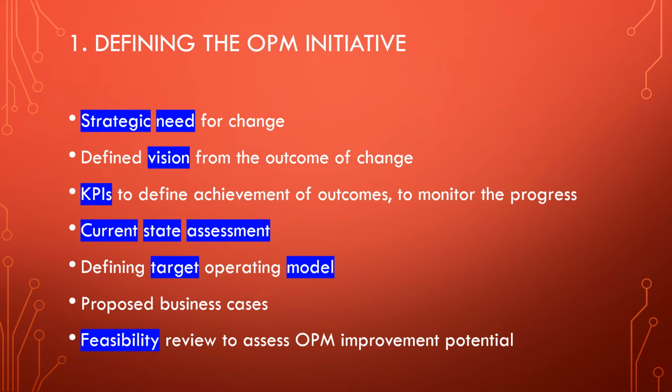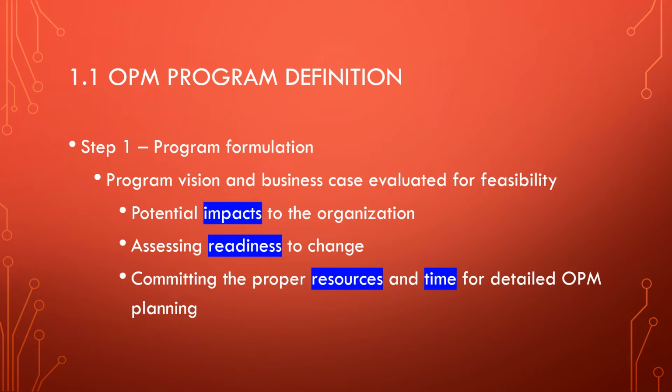Basically, you need to have a business case, a strategic need, you need to define a vision, you need to know your current state and target state, and what are the steps you need to navigate from current state to target state. You need to have KPIs to measure it across the implementation or across the change management process. Finally, you need to understand whether it is feasible and it's going to work, right? So once you know the foundation, then you need to define your program actually.